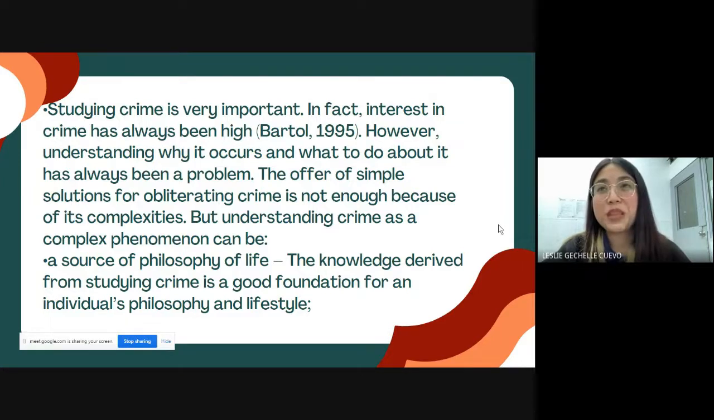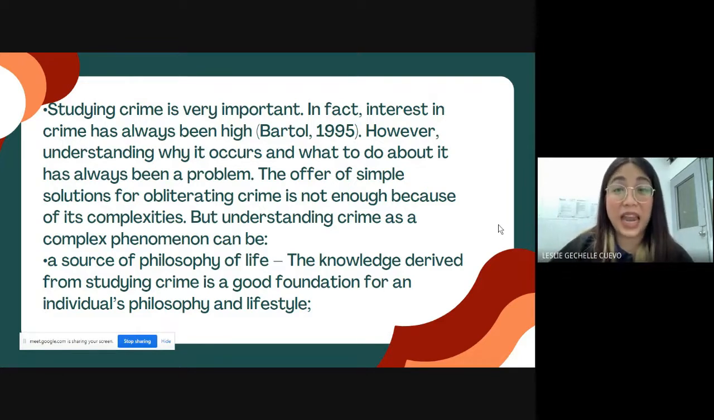Kasi, ang isang krimen, isang uri ng krimen, ginagawa sa iba't ibang dahilan. Kaya siya complex. At maaaring sa isang lugar, krimen ang isang action, pero sa ibang lugar, hindi krimen ang isang action. Kaya, complex nga siya. Kumbaga, lagi kang nag-a-adjust. Depende sa circumstance. Kung nasaan ka, yung mga ganung bagay.